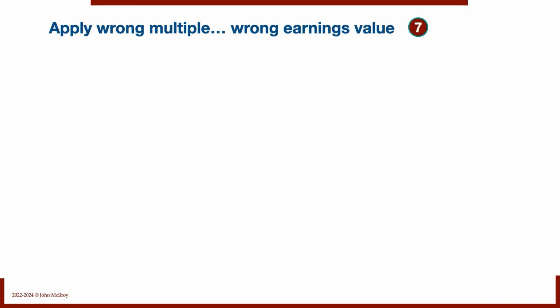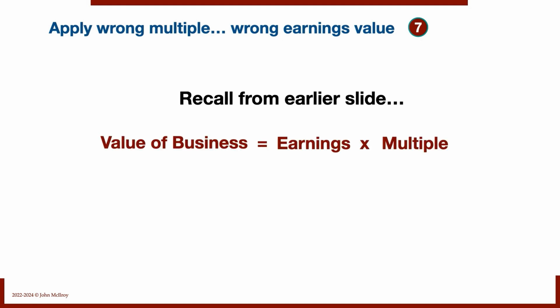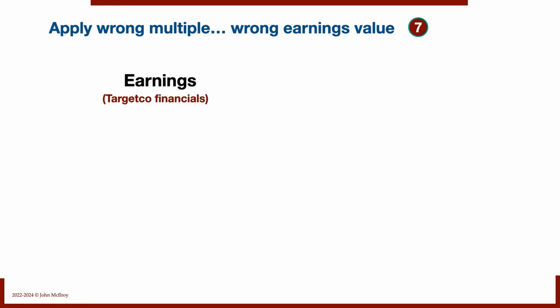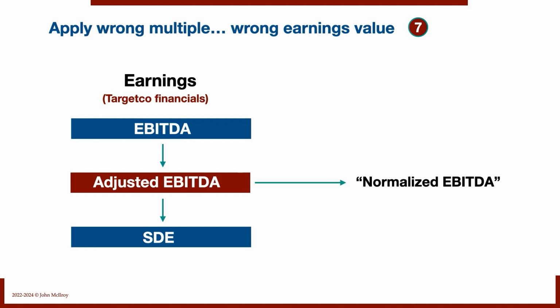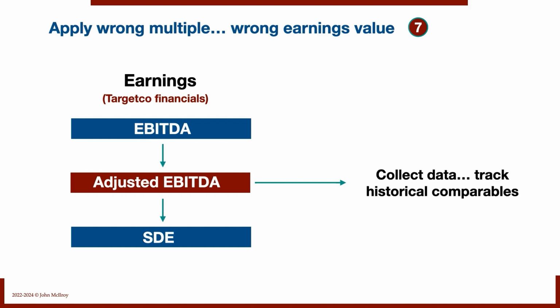Next is applying the wrong multiple to the wrong earnings value. Let's recall from an earlier slide that the value of the business is equal to the earnings times some multiple. So we start with the earnings of a target co. We have their financials. We go through the progression: income, EBITDA, adjusted EBITDA, SDE. I'm not going to re-explain it. We have covered this in previous videos. It is adjusted EBITDA that's considered the normalized EBITDA, and that's the number that we collect the data on to come up with industry comparisons.